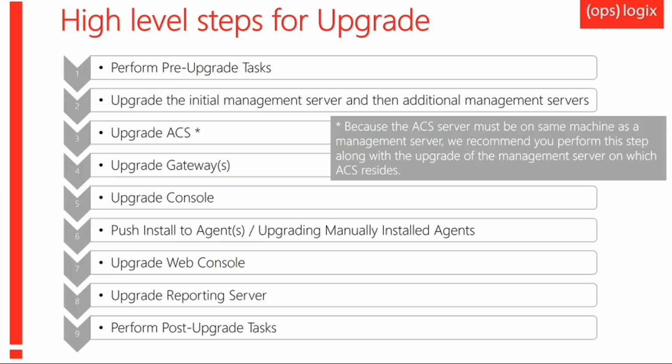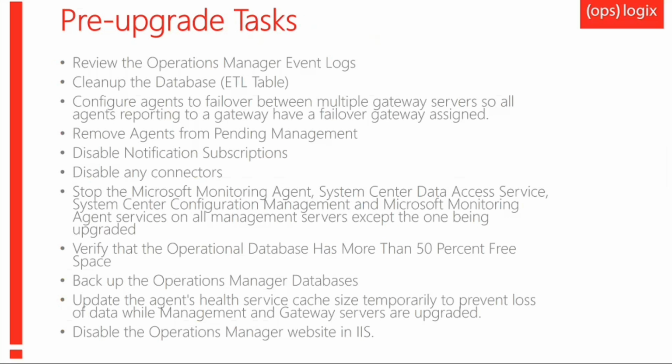Then upgrade your web console, upgrade your reporting server, and perform the post-upgrade tasks. There's a couple of cleanup things you need to do so that the management group runs smoothly. And from this part on, there could be a step 10, if you will, to upgrade your management packs from the vendors you have, and also the connectors to other systems you have. So this is the high-level step for upgrade for Operations Manager itself.